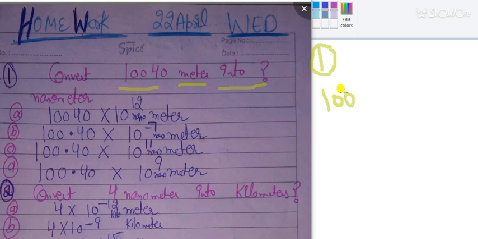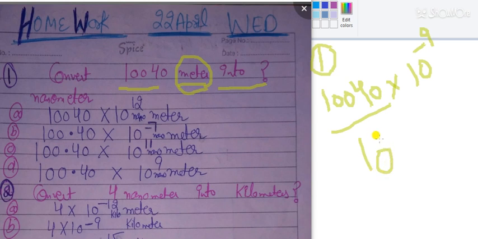So here we have 10040, and as I told you in the class, it is given in meter and we have to convert it into nanometer. So we multiply it with 10 raised to the power minus 9 and divide it with 10 raised to the power minus 9, so that this value does not change. Now this 10 raised to the power minus 9 is what? This 10 raised to the power minus 9 is called nano.